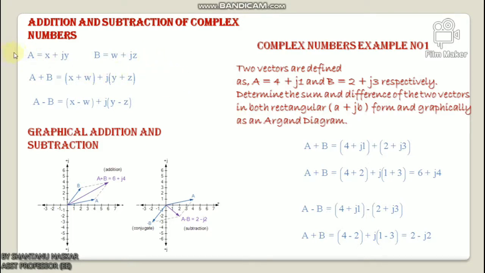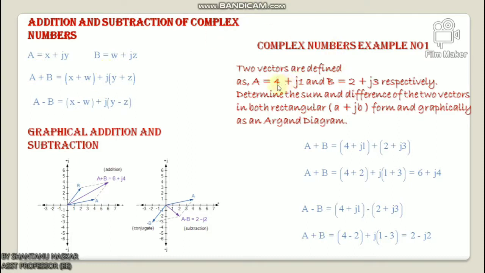So complex addition and subtraction: let a equals x plus jy and b equals w plus jz. So we can write the formula: a plus b equals x plus w plus j into y plus z, or a minus b equals x minus w plus j into y minus z. Okay, so this is the formula. So let's take an example.